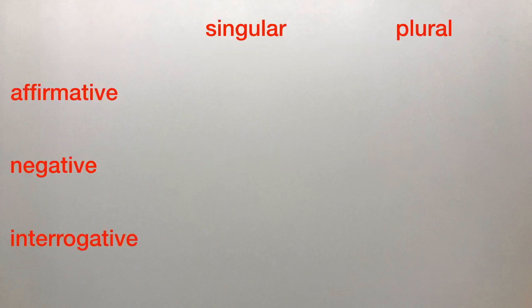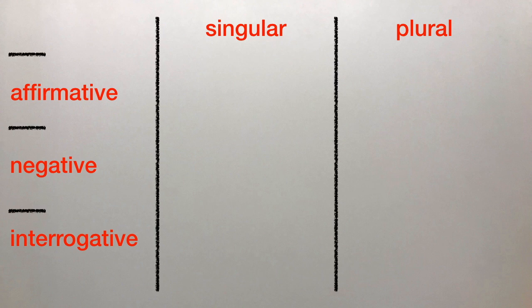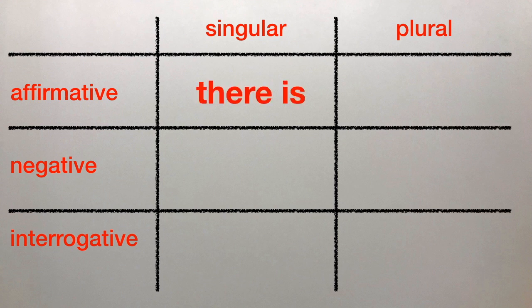Como você pode observar, o verbo haver, existir e ter, em inglês, tem diferentes formas. Então vamos ver o resumo desse verbo. There is: affirmative and singular. There are is also affirmative, but plural.